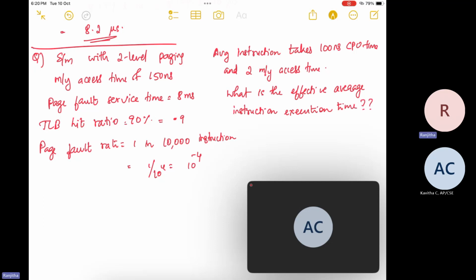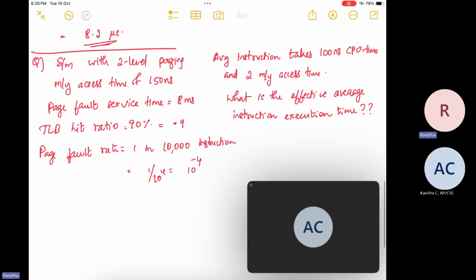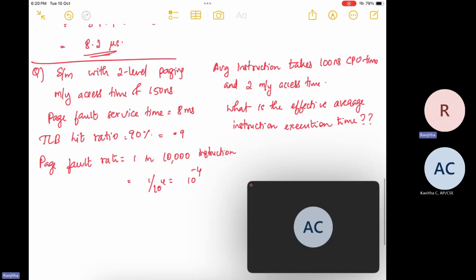So this is the question. What we have to find here is the memory access time. The average instruction takes 100 nanosecond CPU time plus 2 memory access times. So we need to find how much time it takes to access the memory when there is a page fault, with and without.